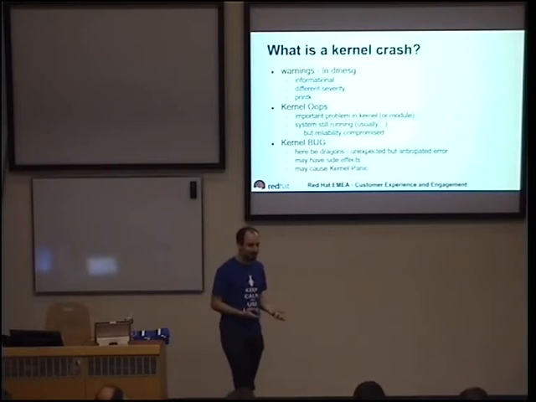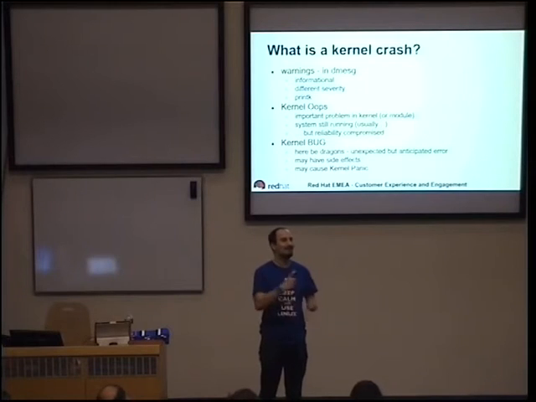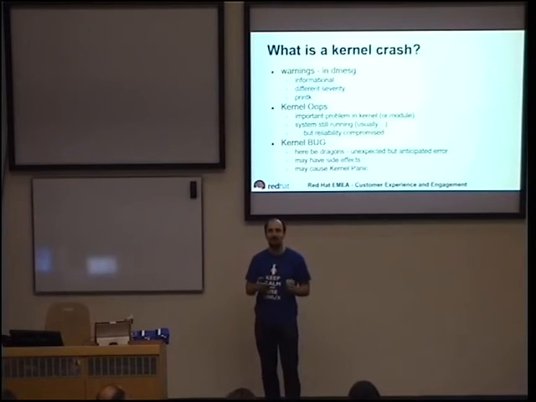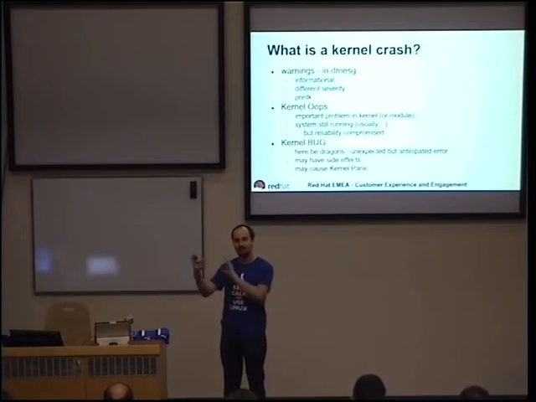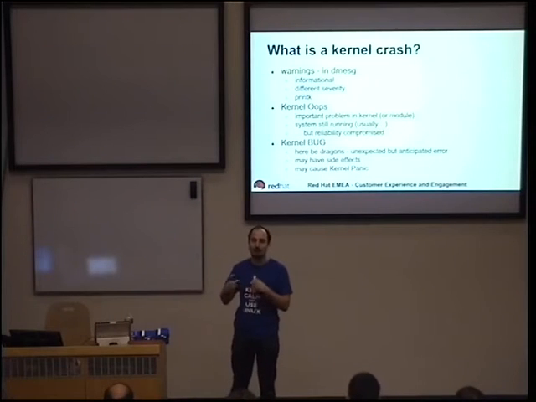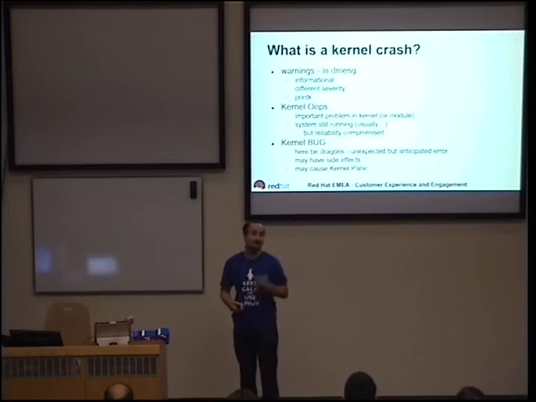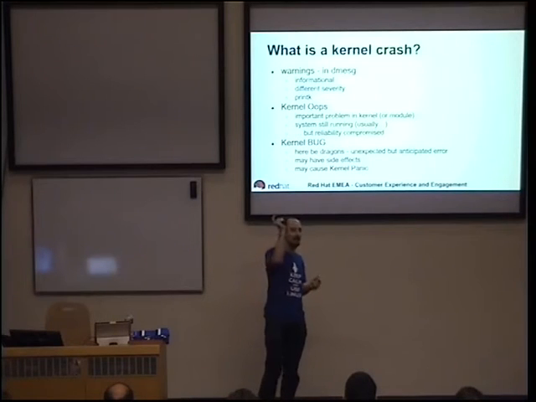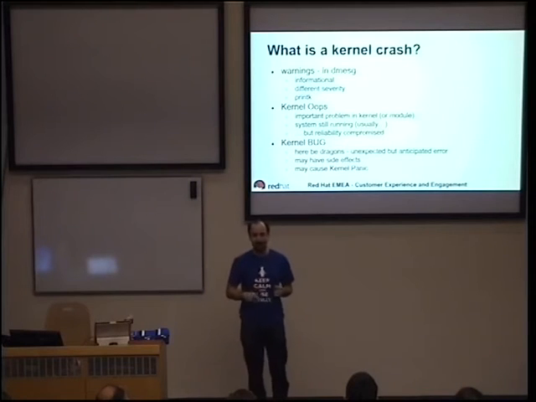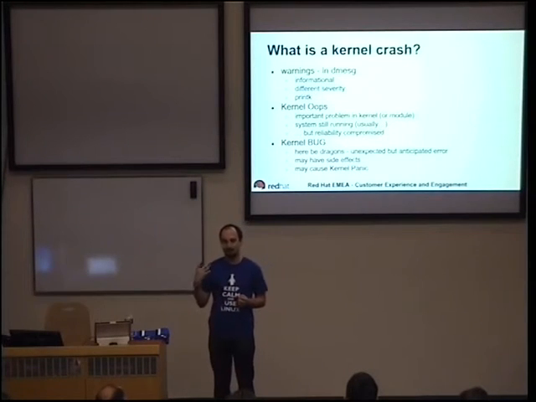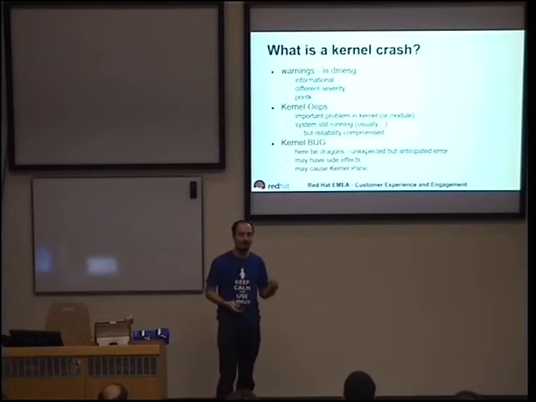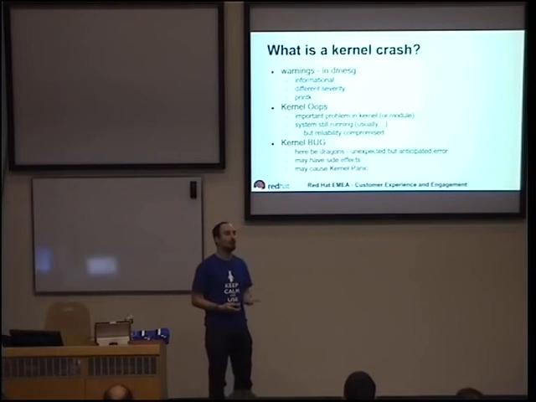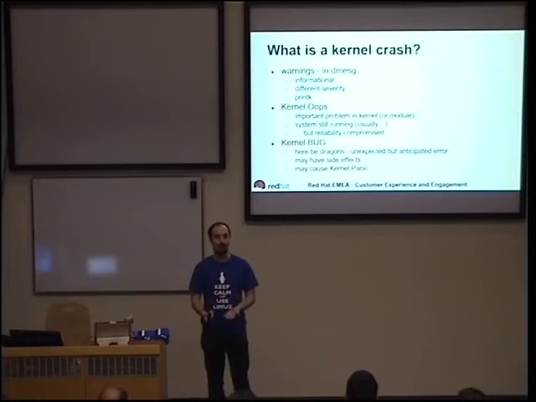Then you have kernel bugs. Kernel bugs are something that the software developer anticipated. There are situations that the kernel developer thought could happen, but should never happen. So if the kernel reaches a point in a function where it shouldn't ever reach, that would be a problem. It's anticipated, so the kernel developer said, okay, I'm going to track this, but you should never be there. Sometimes that bug is just informational, so you can say, okay, that happened, do something about it, you might have side effects later. But it can also cause a kernel crash, so actually crash the system.